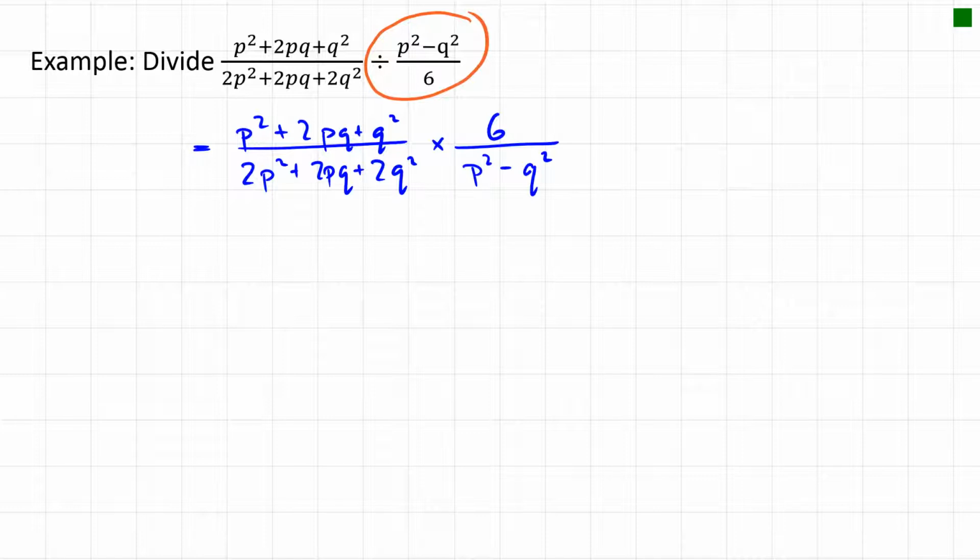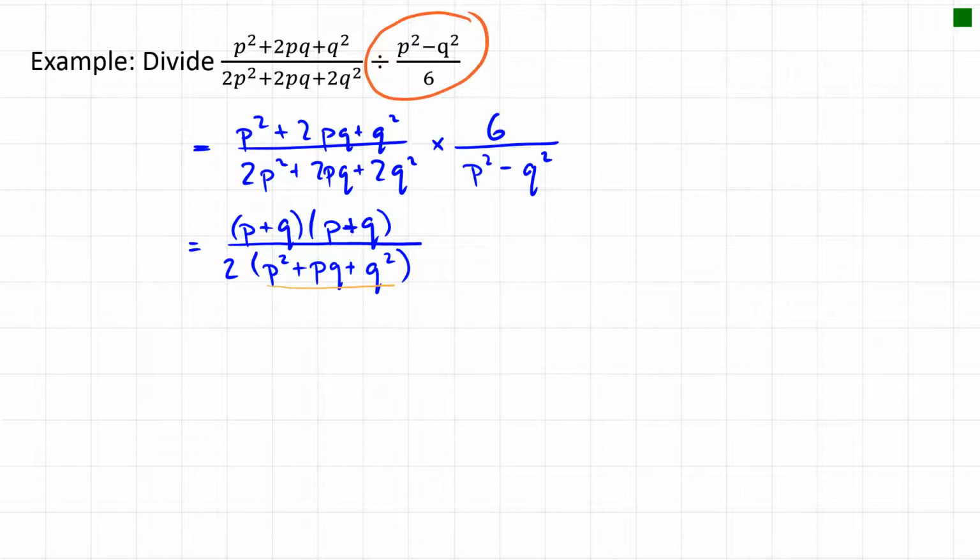And so we've worked on multiplying rational expressions in the past. What do we have to do? We have to factor and then cancel. So let's go ahead and try our factoring. The first expression can be factored into p plus q times p plus q. And in the denominator of this rational expression, we can factor out a 2, leaving us with p squared plus pq plus q squared. But looking at this, we actually can't factor it further. So that's as far as we can factor that polynomial there.